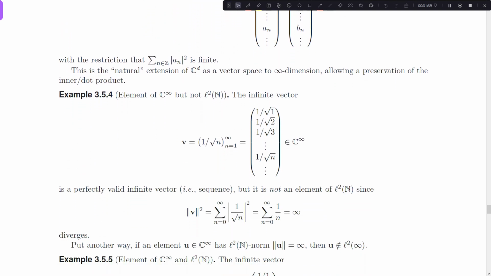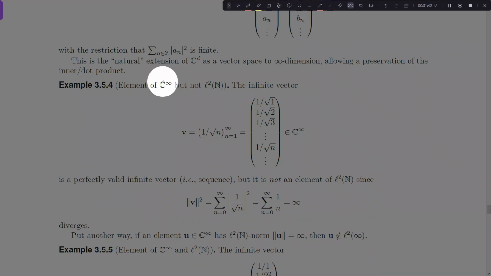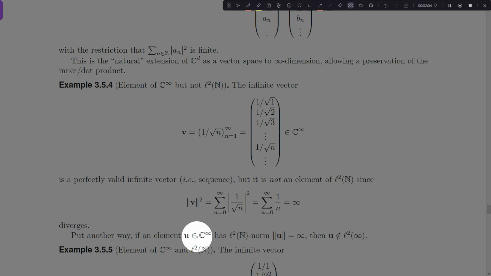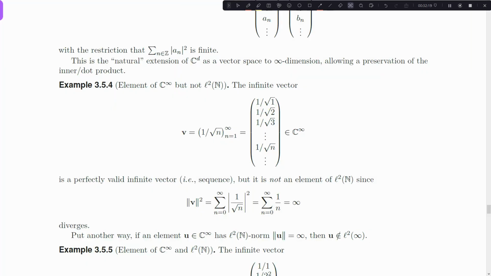So here's a nice example of showing why C infinity and L2 are not necessarily the same. If I take this element of C infinity, 1 divided by the square root of n, that's a perfectly valid vector, and yet it doesn't have a valid norm, as in the case where I could calculate the norm in L2. So if I put this another way, if an element of C infinity has an L2 norm which equals infinity, right? If this norm diverges, then that's not going to be in my L2, that should be an n, L2 of n space.